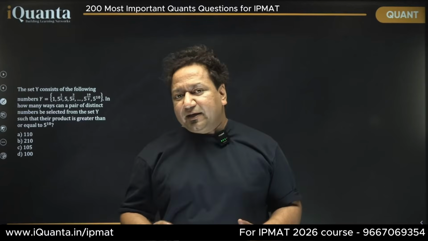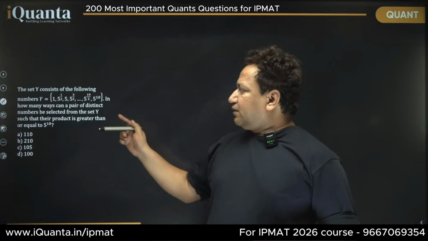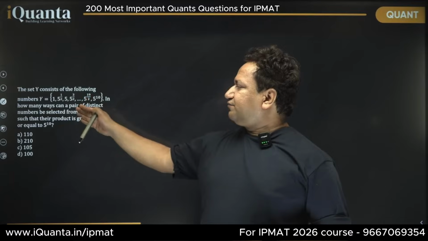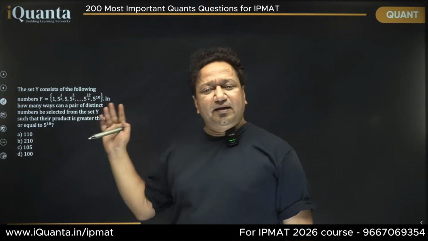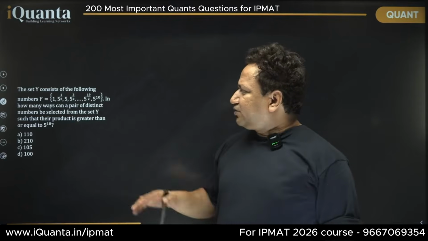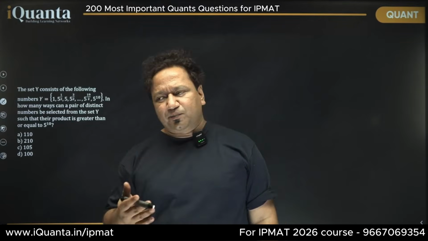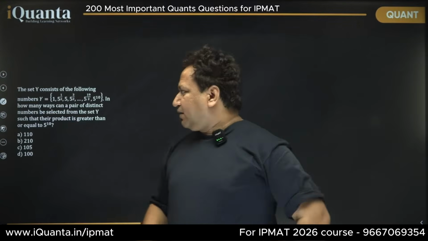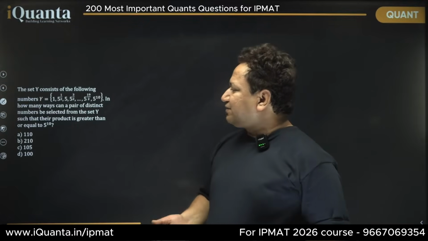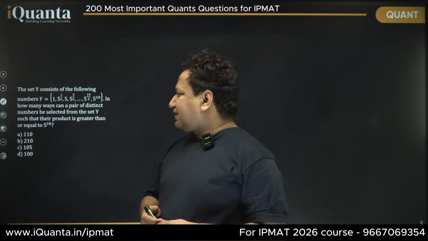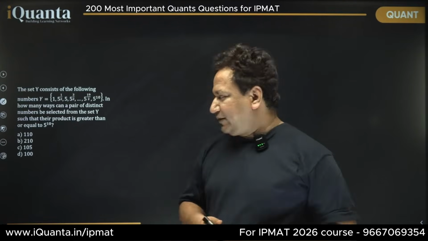The set Y consists of the following numbers: 1, 5 to the power 1 by 2, 5 to the power 1, 5 to the power 3 by 2, and so on till 5 to the power 19 by 2 and 5 to the power 10. So basically the powers are increasing in a gap of 0.5. In how many ways can a pair of distinct numbers be selected from the set Y such that their product is greater than or equal to 5 to the power 10?